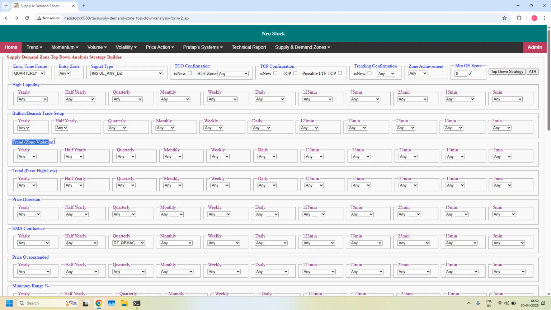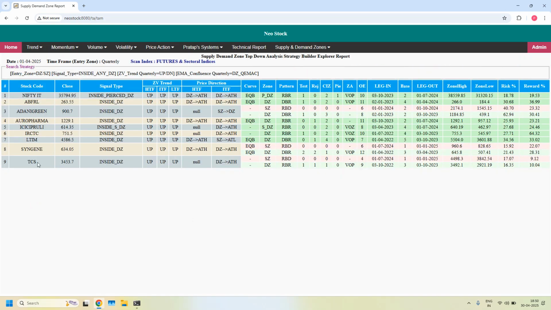So that is the reason why, in the trend at a quarterly time frame, I am not selecting sideways. Instead, up or down I am selecting with these filters. Now the list has come down to 9 stocks. So these 9 quarterly demand zones might have a little higher probability to succeed. Of course, you should also use other strategies that you learn in your course.